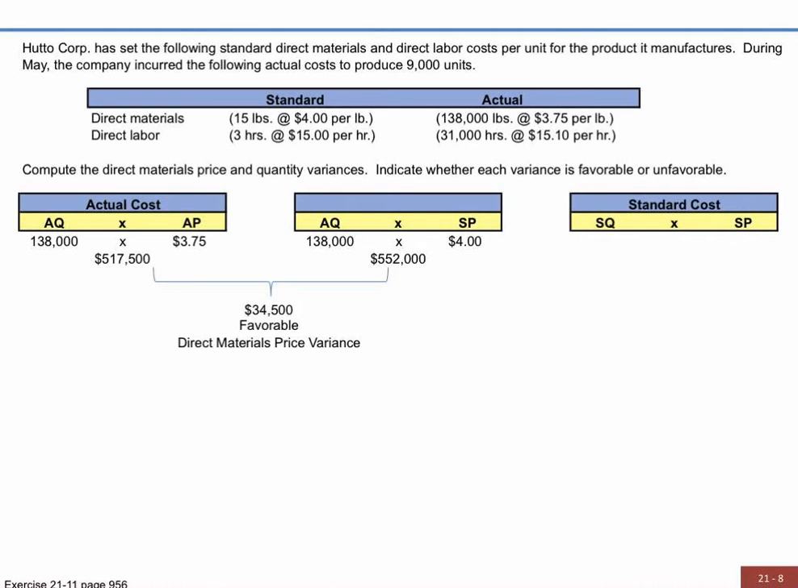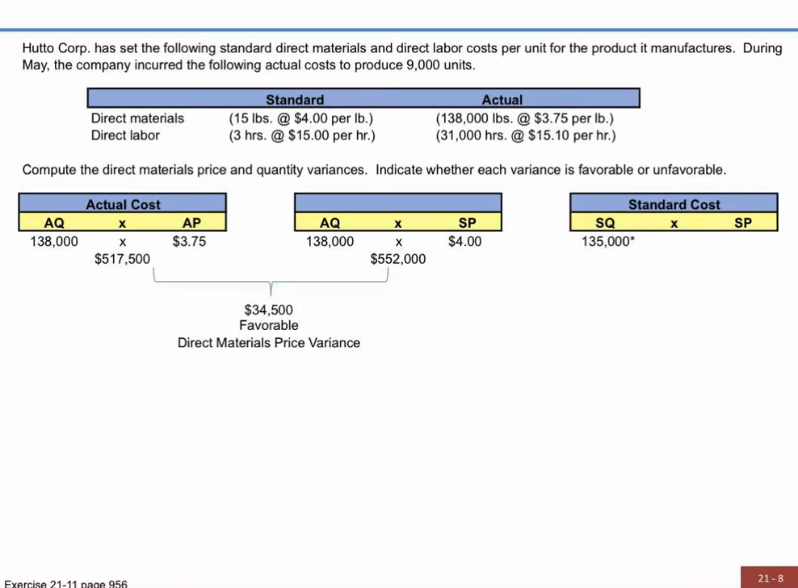So the amount that comes from the difference in price, that being saving, if you want to think about it that way, 25 cents per pound is going to be 34,500, and that's going to be considered a favorable variance because we had a smaller amount of actual cost than what was forecasted using that calculation.